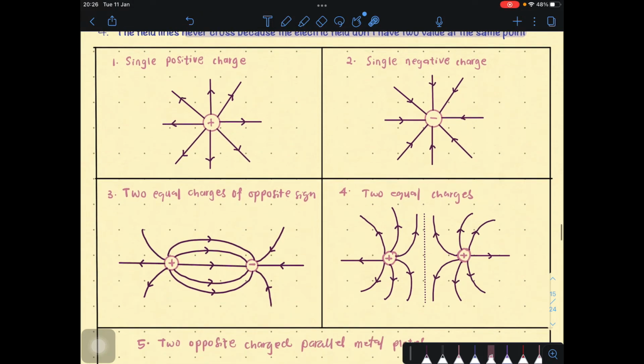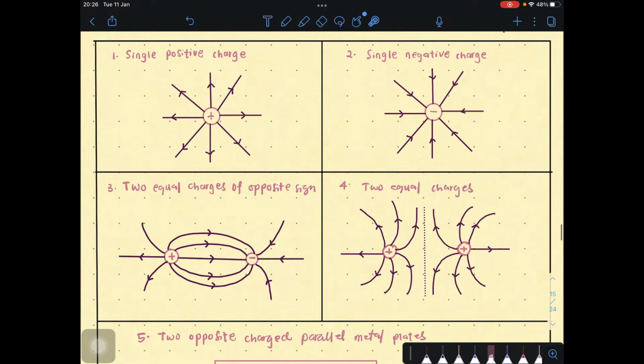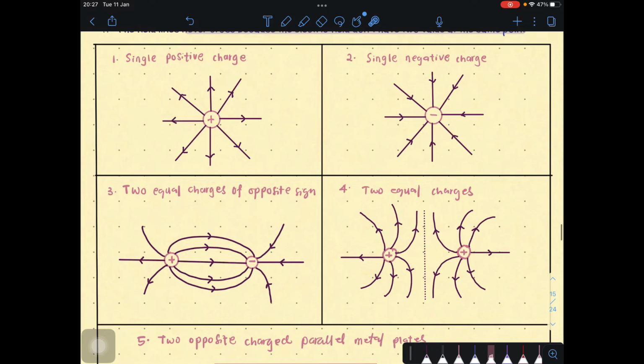Okay, so we have a few cases here. First is a single positive charge. So there is only one positive charge. The direction will be going outwards, away from the positive charge, with the arrow here. So you must draw it like this. It will always go out from the positive charge. This is for a single positive charge. For a negative charge, the direction will be going towards the negative charge, like this.